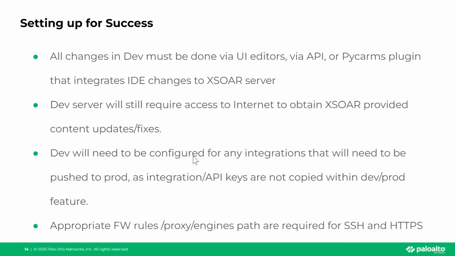The dev needs to be configured for any integrations that would be pushed to prod. So again, API keys are not copied. Passwords, those things won't get pushed. Make sure your firewall rules are open for any proxy engines. So again, you're testing on dev. So just make sure that when you push those changes into your UAT or production, you have all the engines and everything set up correctly for those integrations to work. You don't want to test on dev, think it's fine, push to these other environments, and it's not working because it's in a different networking environment.